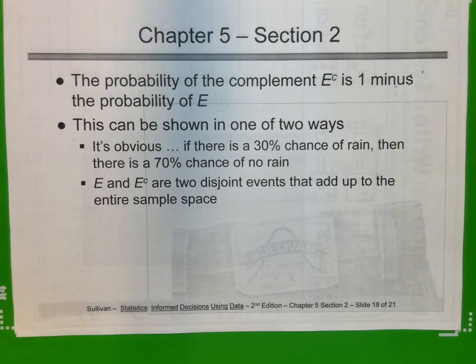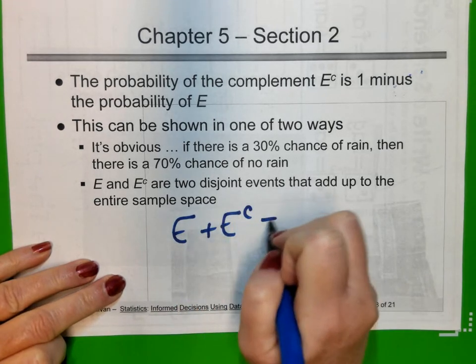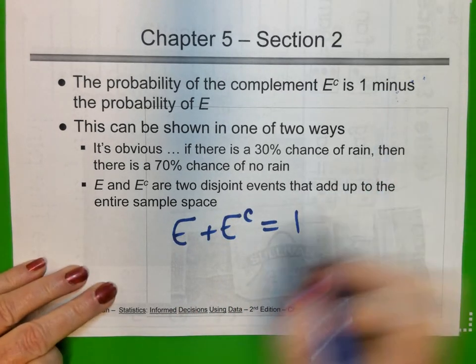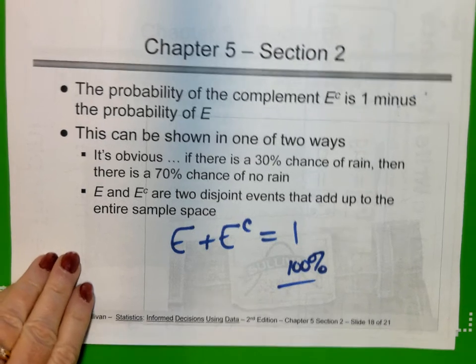Okay? So the probability of a complement is 1 minus the probability of E. So if there's a 30% chance of rain, then there's 70% chance there is no rain. E and E complement are disjoint events and must add up to the entire sample space. So E plus E complement has to equal 1 or 100%. Okay, it either is in this group or it's not in this group. It can't be in both.